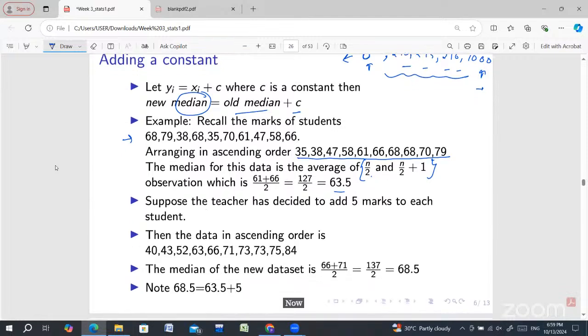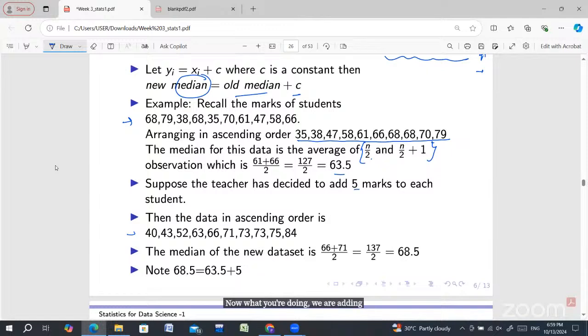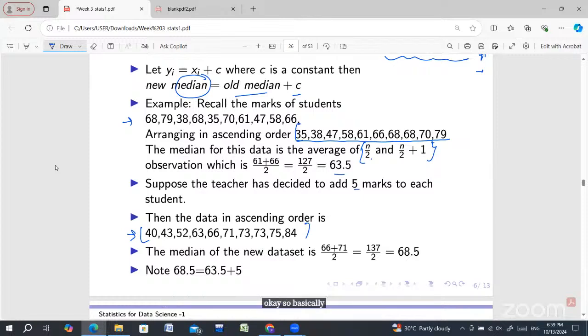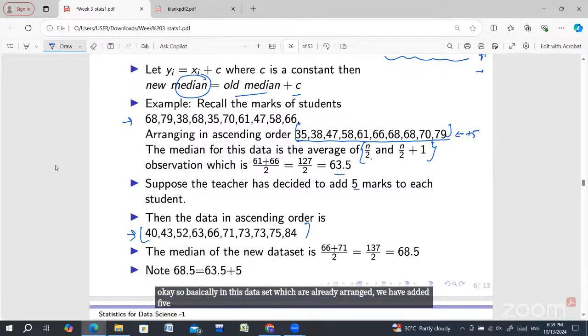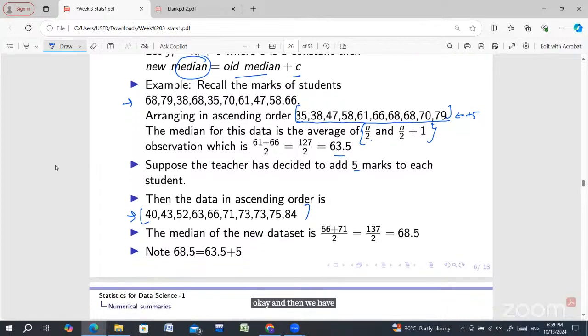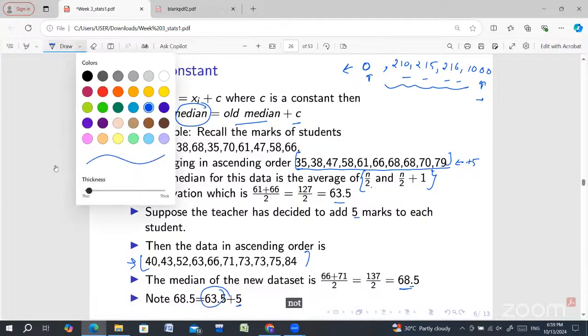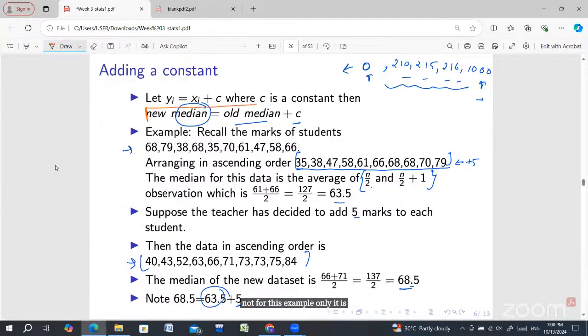Now we are adding 5 to each data point, and then we have arranged them also. Basically, in this data set, which is already arranged, we have added 5, and then we have calculated the median. You can see that it is 68.5, which is nothing but the old median plus that constant. And this is always true. It is a general thing, not for this example only.